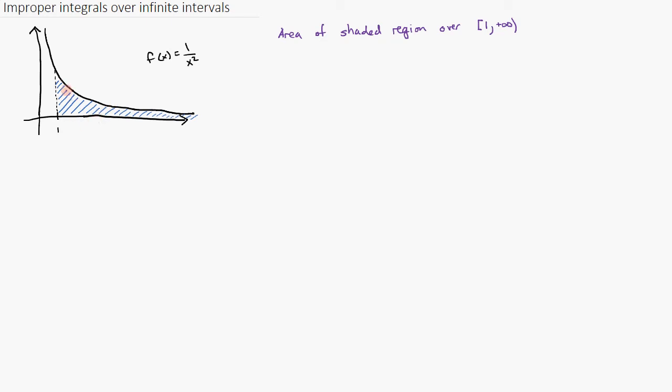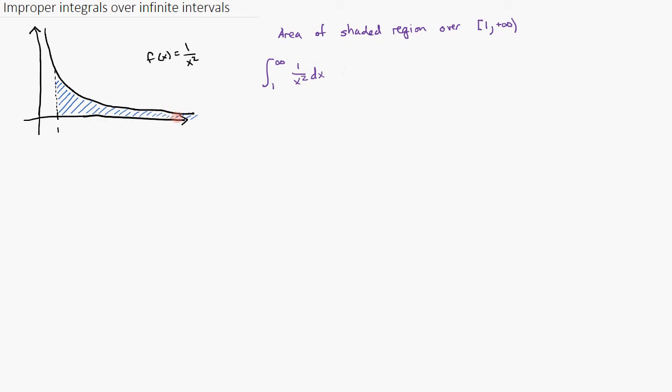However, in this case, I'm interested in the area under the entire curve that's to the right of x equals 1, so over the interval from 1 to infinity. It looks like this area is infinite, but we'll see that something surprising is going to happen. So the improper integral we're going to think of is the integral from 1 to infinity of 1 over x squared dx.